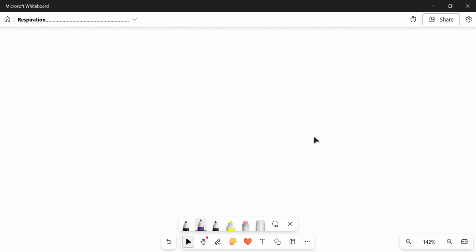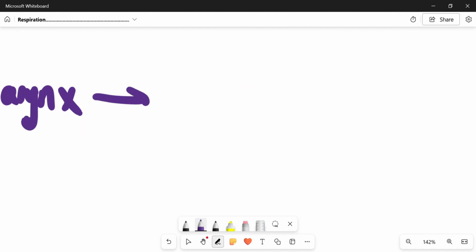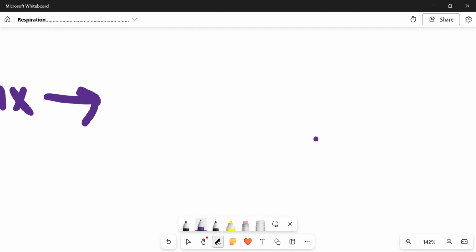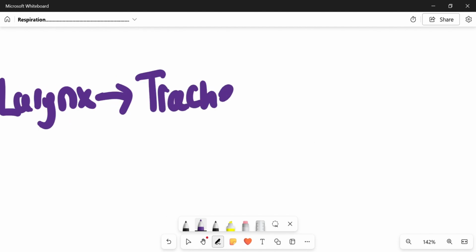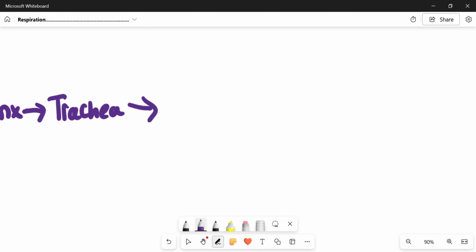Air will enter generally through the nasal cavity to start. Air will go through this nasal cavity, and following this, air will go to the pharynx, and then from the pharynx, air will go to the larynx, and then the trachea. From the trachea itself, air will go to the right and left bronchi.